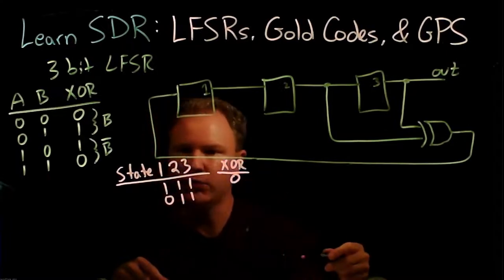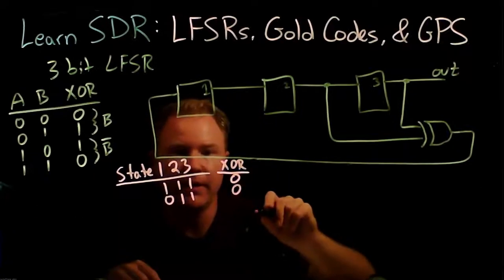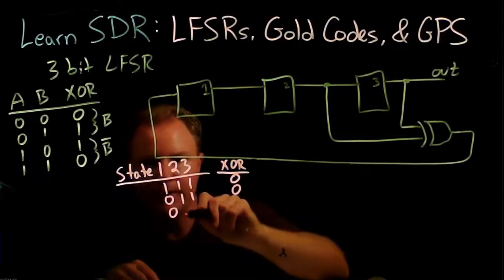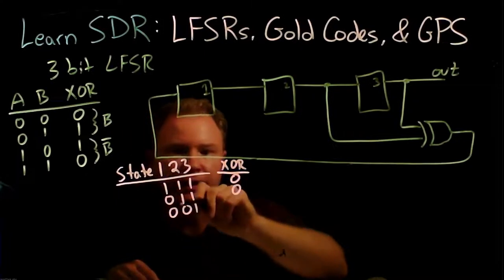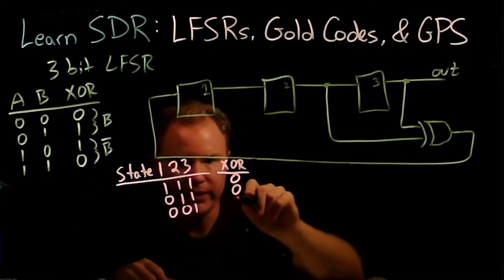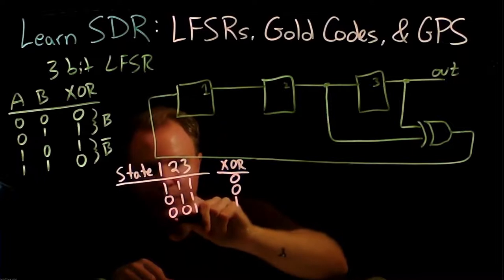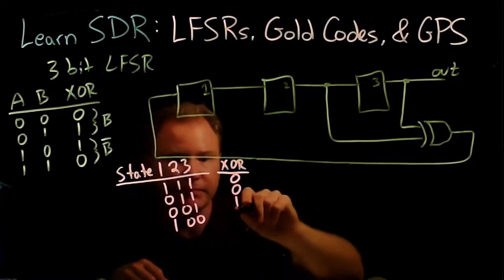And now we have to calculate the XOR again. So it's the same thing. One XOR one is zero. And that's going to become our new input for one. And everything else just shifts over. So zero is going to shift over. So one's going to shift over. Now we have an XOR of zero and one, which is one. And that's going to become our new input. Everything's going to shift over. Zero is going to shift over. This zero is going to shift over.